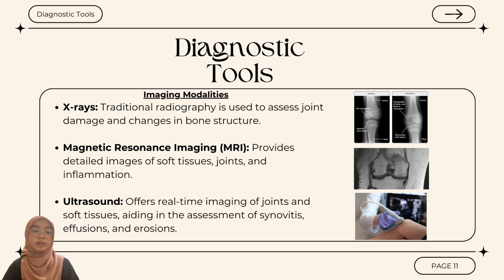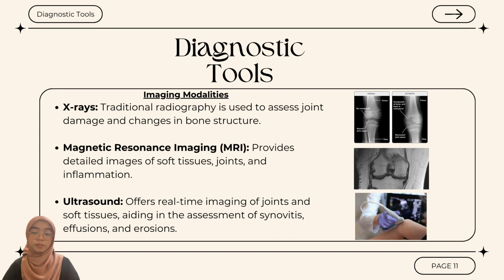Rheumatologists use a variety of diagnostic tools and methods to assess and diagnose musculoskeletal and autoimmune conditions. Here are some common diagnostic tools used in rheumatology. The first one is radiological imaging that helps visualize the structure of joints and surrounding tissues. Common imaging studies include X-ray. It is a traditional radiography that is used to assess joint damage and changes in bone structure.